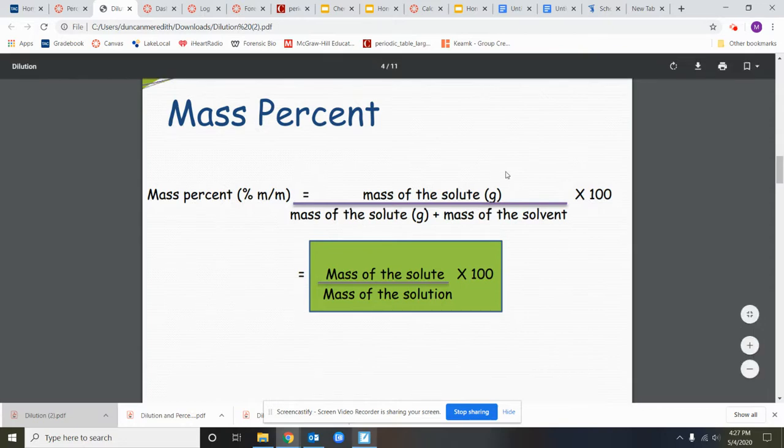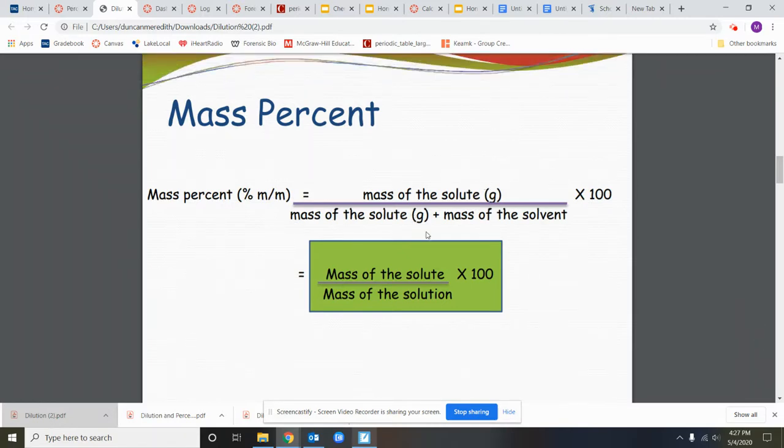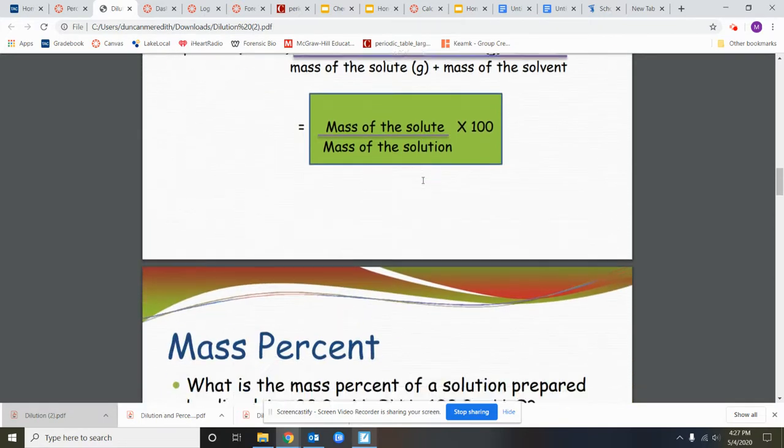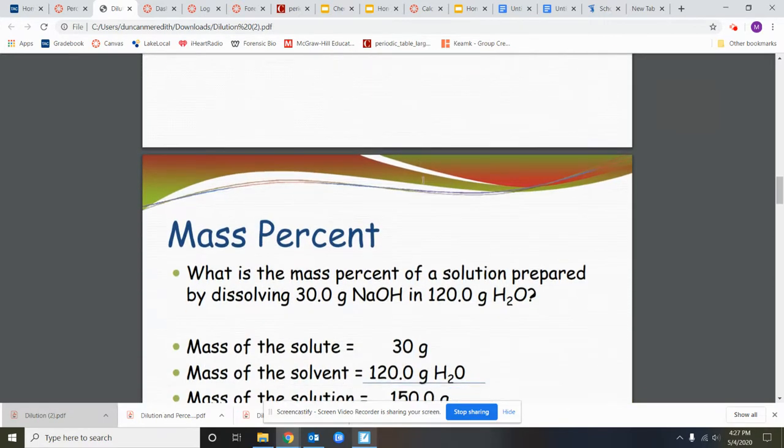I mentioned this before, and I'm going to mention it again. This doesn't necessarily have to be grams and grams. It can be, but it can also be milliliters and milliliters, volume over volume, or it can be grams and milliliters. Just because I'm using mass percent as an example doesn't mean that's all you're going to see. You could see a combination of mass and volume. Let's look at an example of what this would look like.